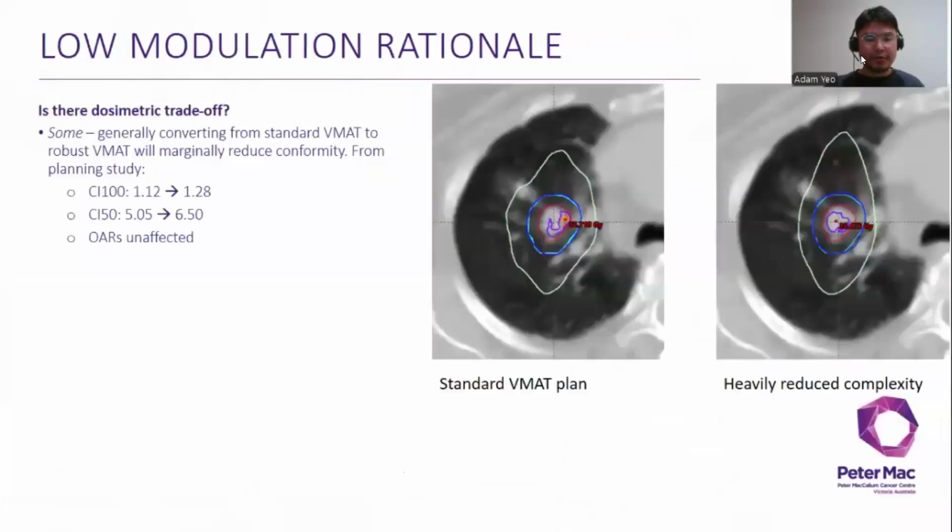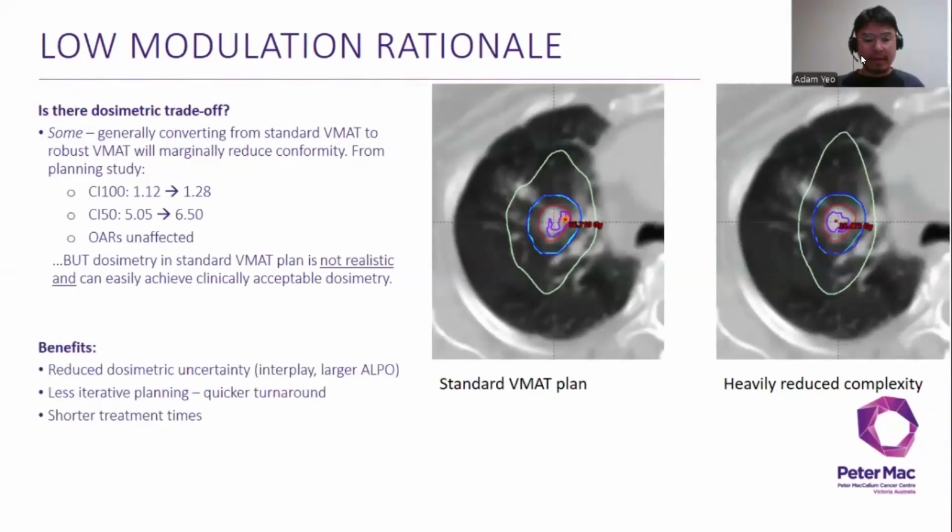So is there any dosimetric trade-off if you have the robust VMAT with the MU suppression? Yes, it heavily reduces the complexity. In the dose distribution, when you look at the CI50, for example, it starts bulging out without affecting the plan. Often the highly modulated plan may not be realistically deliverable. What that also means is dosimetric uncertainty is increased with the interplay and the larger average leaf pair opening. We can make a plan more robust with less time to iterate planning, and also shorter treatment time, especially coupled with motion management.